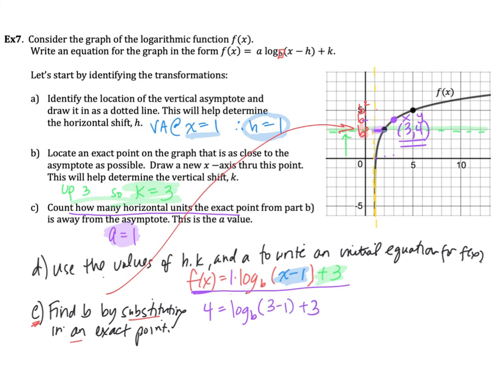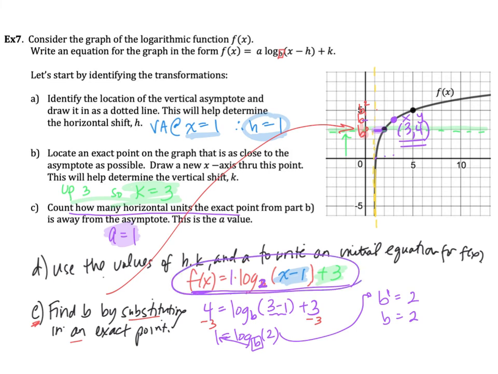So I'm going to simplify this. Well, how do I simplify? I subtract 3 from both sides. So I get 1 equals log base b, and then 3 minus 1 is 2. This is logarithmic form. I need to change that to exponential form. So this is a base to the power of 1 is equal to 2. So what is my base? My base is equal to 2. So your last step is to substitute in that 2, and then this is your equation of your logarithm. Now, did I have to take that point and plug it in? Absolutely not.